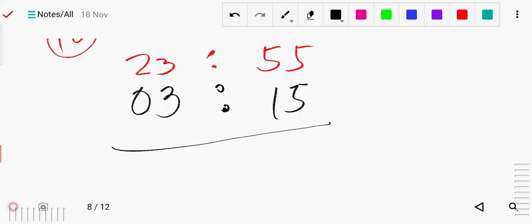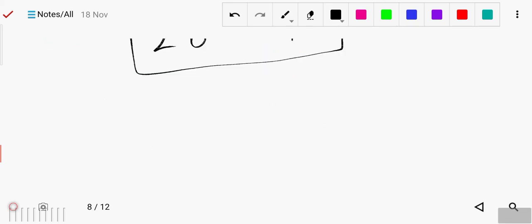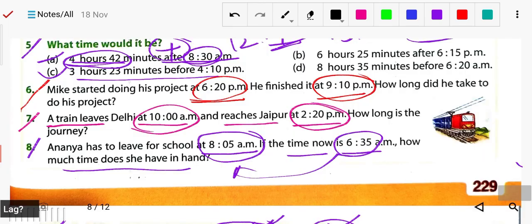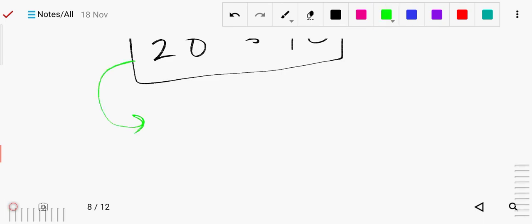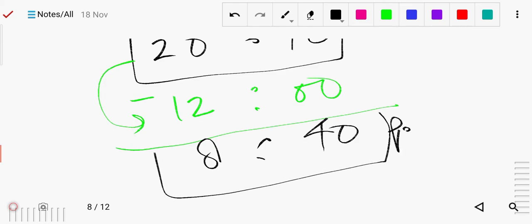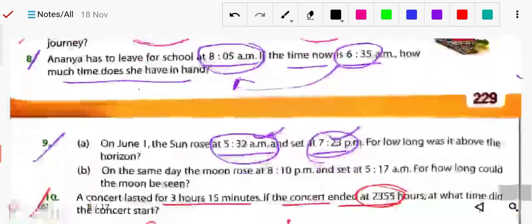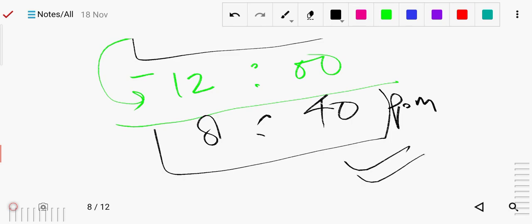It was running for that long, so now we can subtract these two. So here it will be 40, and here it will be 20. Now you can change this to railway time, so you can subtract 12 from the 24-hour time. So here it will be 40, and here it will be 8, and this is your PM. Okay, and this is your starting time, when it was started. So it started at 8:40 PM. This is your answer. Okay.